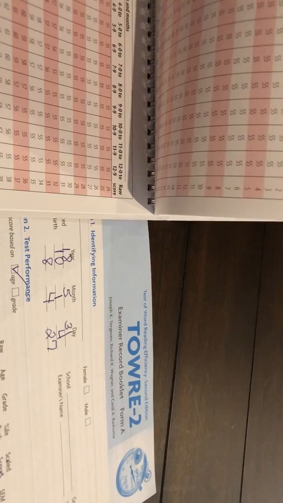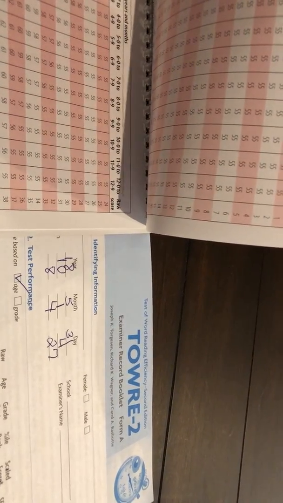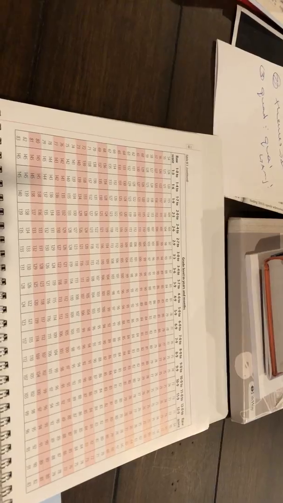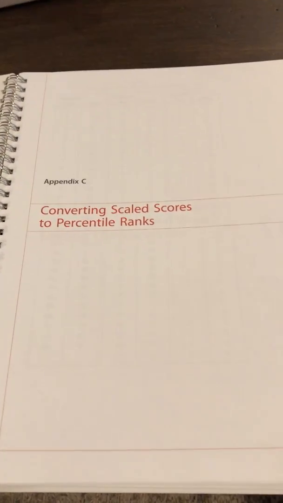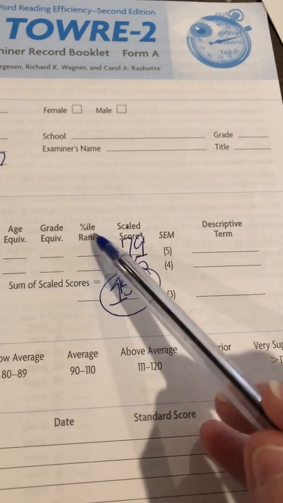Next, you could keep flipping in this book and it's going to tell you these are the grade-based norms, but we don't need that because we did it by age. Okay? Oops, sorry. I'm afraid I'm making you dizzy. Okay, Appendix C is converting our scaled scores to our percentile rank. So if you'll notice here, we have a scaled score and we need to know what the percentile rank is. So let's go to these charts.